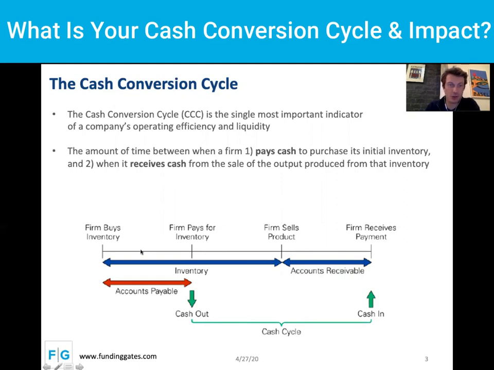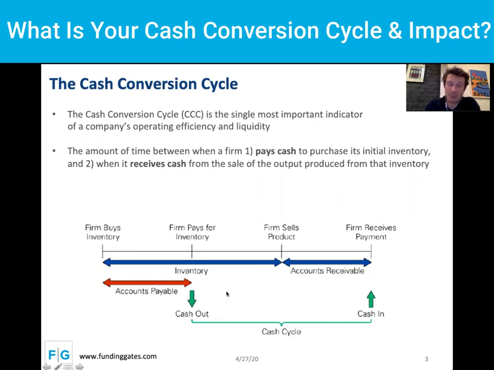So if you look at this visually here, graphically, you buy inventory from your suppliers, then you pay for it, right? And then you manufacture, make a product, etc. You sell it, and then you get paid from your customers. So the time from when you pay for the products from your suppliers to the time when you're getting paid from your customers, that's the cash cycle, right? Cash out, cash in. That's the cash cycle.